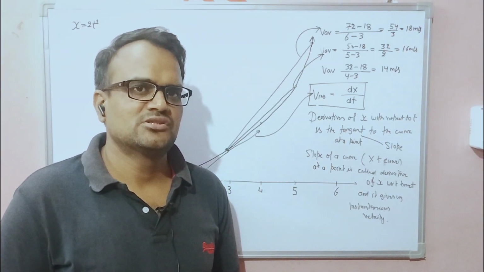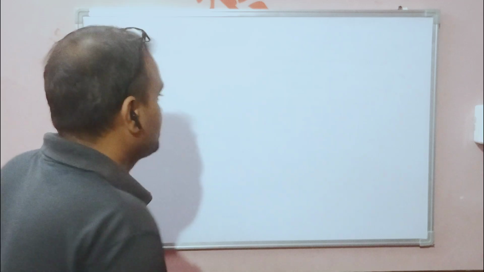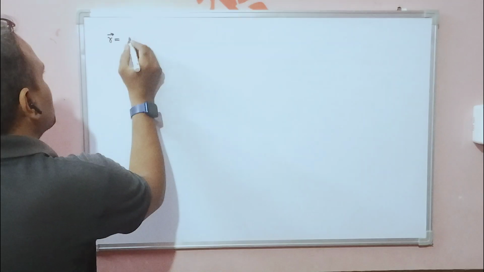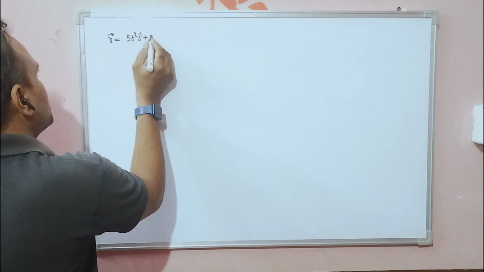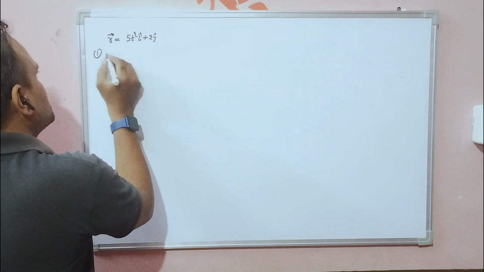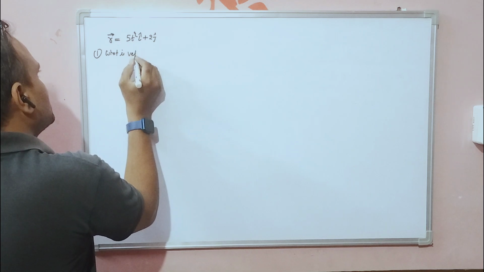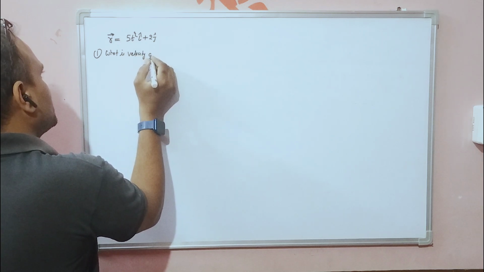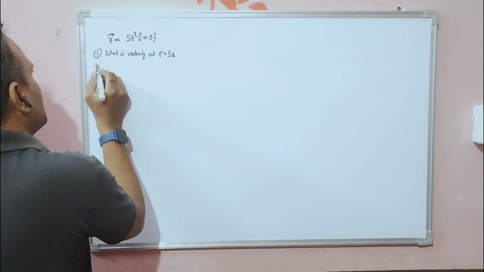Now let's see some questions based on the discussion which we have done so far. Now let's say this question: assume the position of any object is represented by this position vector. Let's assume it is 5t square i cap plus 2j cap. The first part of this question is, what is velocity at time t equal to 5 seconds?